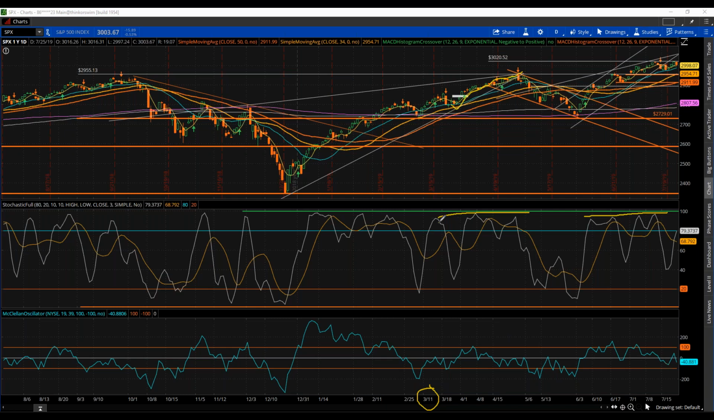The overbought condition resolved itself and stayed like that, sideways. So this one is telling me that they probably have one more blast, which I believe, where they're going to take this up to the overbought zone, which I think is going to happen.